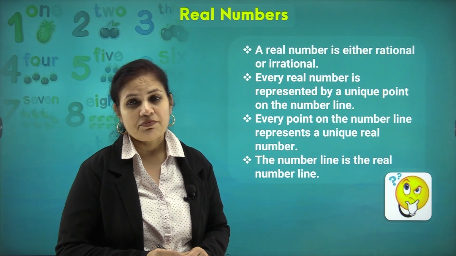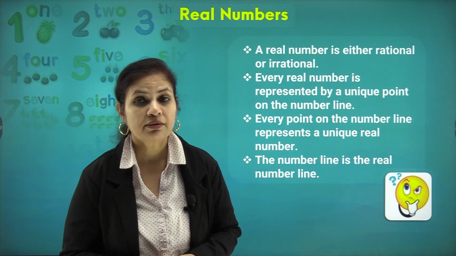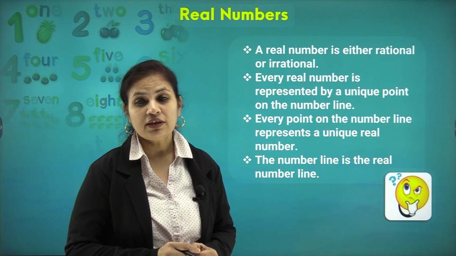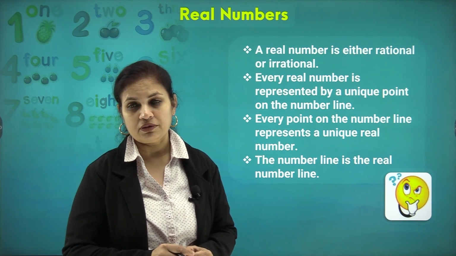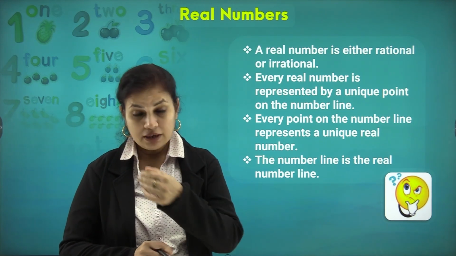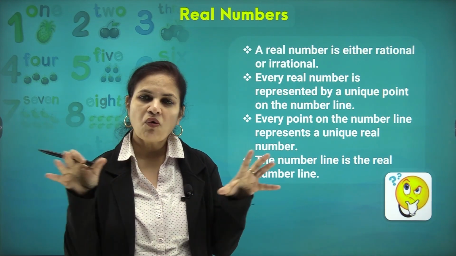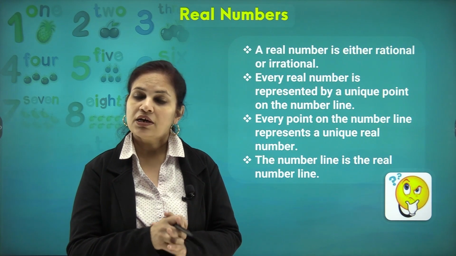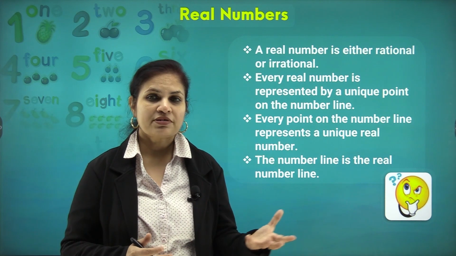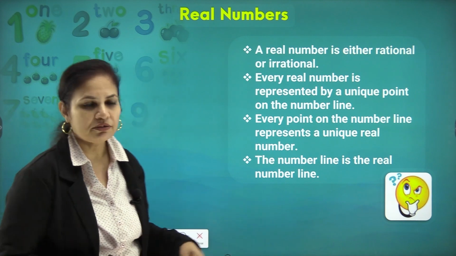Every real number is represented by a unique point on the number line. Yes, even the irrational numbers can be represented on a number line, and we have techniques for doing that. Every point on the number line represents a unique real number. So the number line we will be discussing now is the real number line, because all the real values of a number can be represented on that line. There is also a number line on which we represent numbers which are not real, the complex numbers, but for the time being we'll be studying the real numbers.